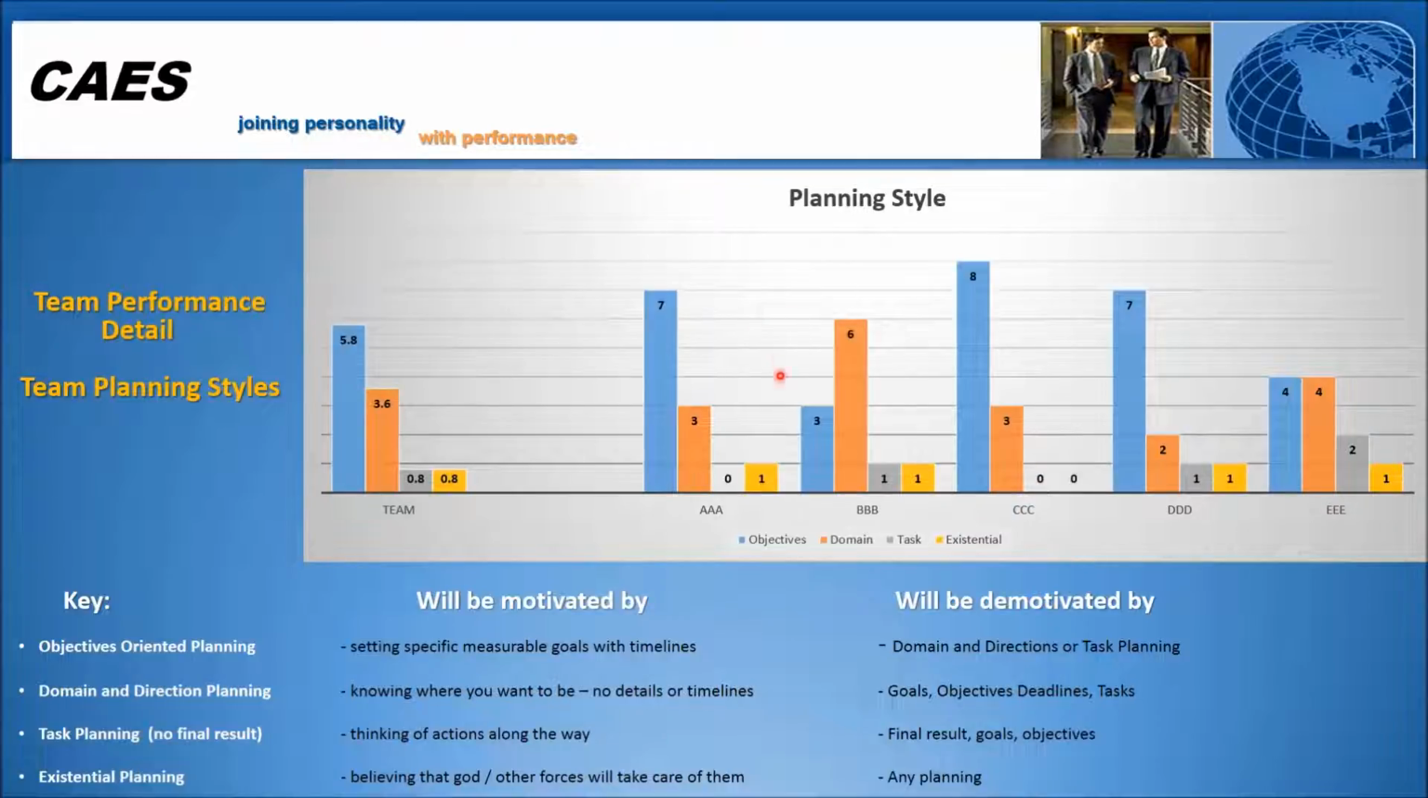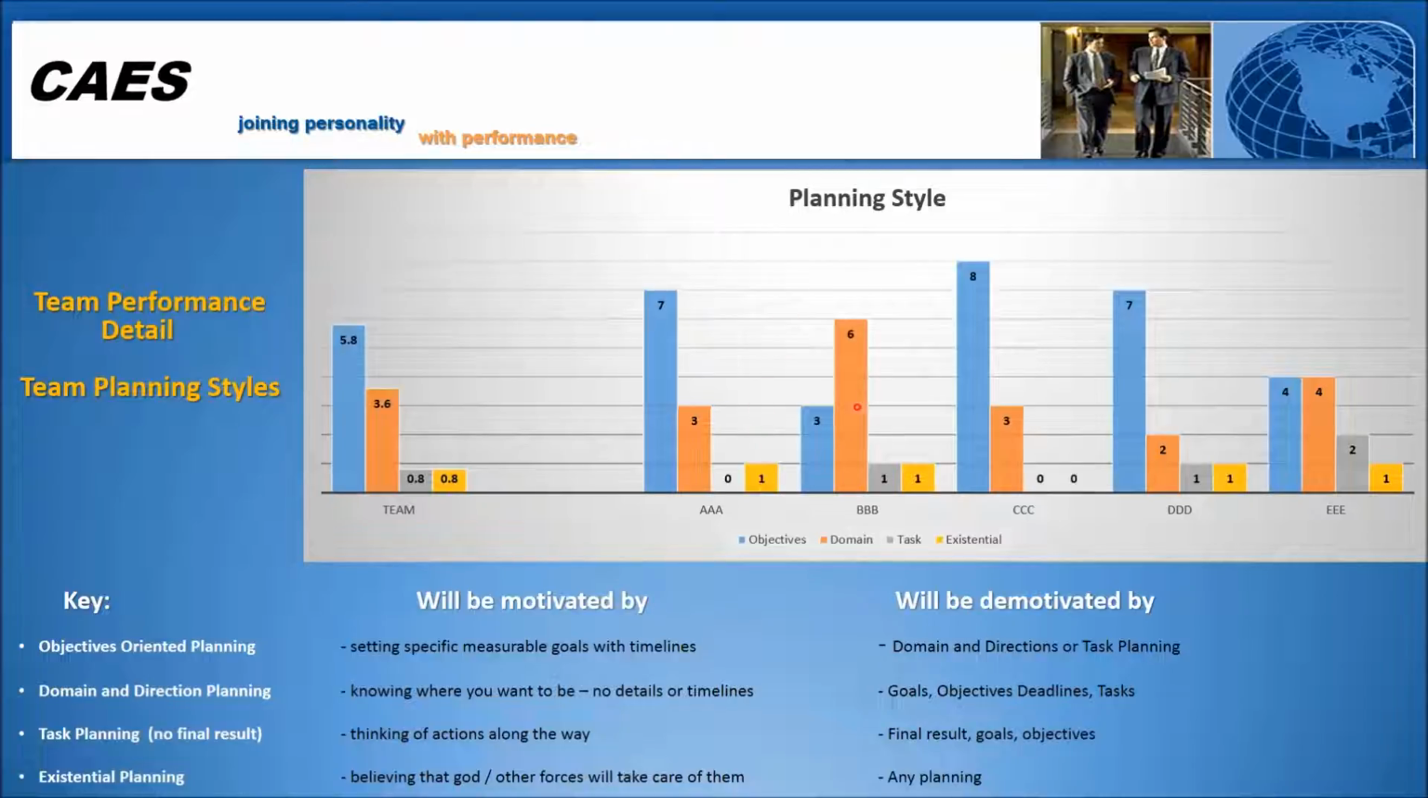And so it could be possible that candidate B could be dysfunctional from a planning and performance aspect, because their dominant preference is more domain and direction planning, which in effect means that they don't like to have specific details and timelines. So they're going to be different than the rest of the group.